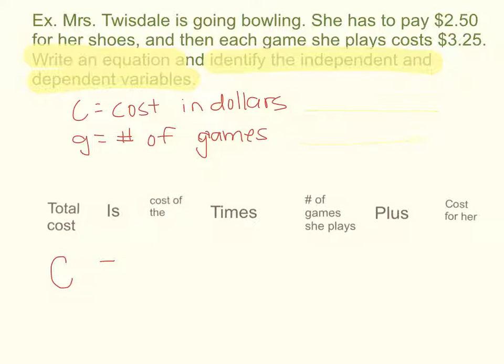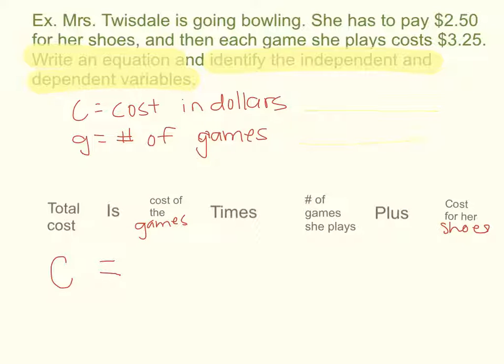The total cost is the cost of, I don't know why that, let's see if this will work here. Whoops. Sorry. It doesn't say the words here. That's supposed to say it is the cost of the games. I don't know why that disappeared. And this one's supposed to say the cost for her shoes. Okay. Let's try that again.